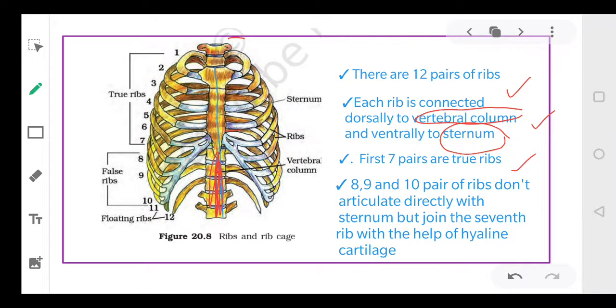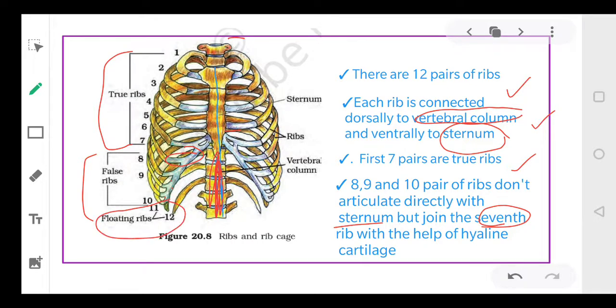The first 7 pairs they are called true ribs, ठीक है, because they are connected with sternum and they are also connected with the vertebral column. जो आपकी 8th, 9th और 10th रिब्स हैं, ये स्टर्नम के साथ आर्टिकुलेट नहीं करती, but they are joined with the 7th rib। ये आपकी 7th रिब से जुड़ती हैं। तो 8th, 9th और 10th जो रिब हैं ये स्टर्नम से डायरेक्टली कनेक्ट नहीं होती हैं, बल्कि they are connected with the 7th rib, and that is why they are called false ribs.